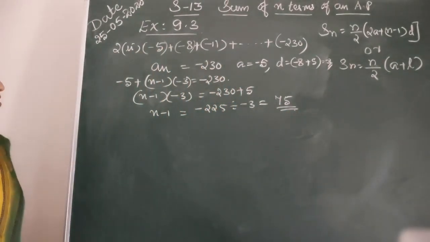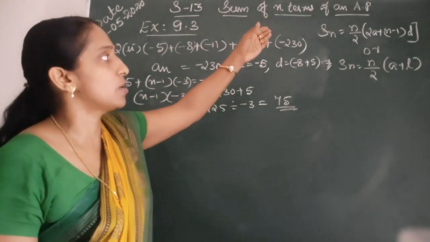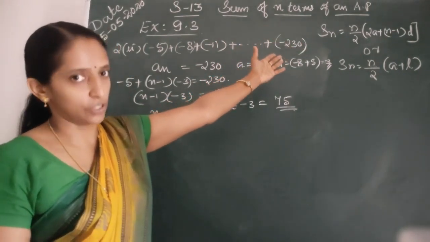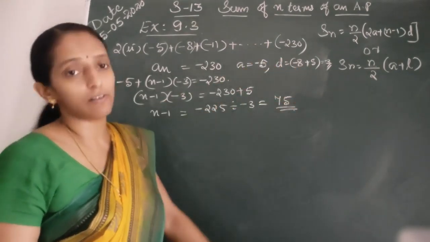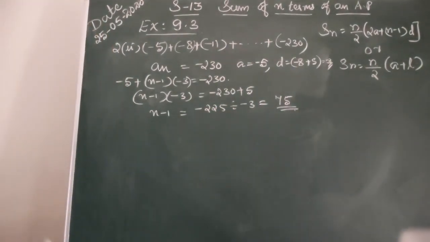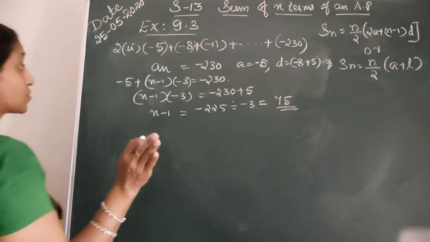Right? Now any of the formula you can apply, because n we got, a and d are known, so you can substitute it in the first formula, or n we got, a as well as l we are having, right? So any of the formula you can substitute and then you can calculate the sum. So n minus 1 is 75.